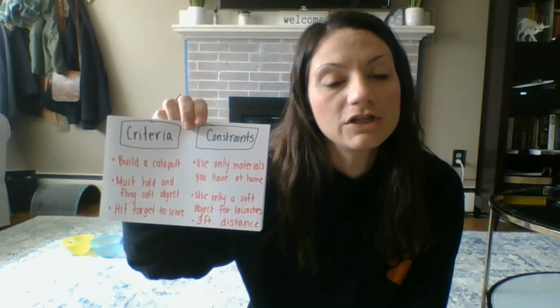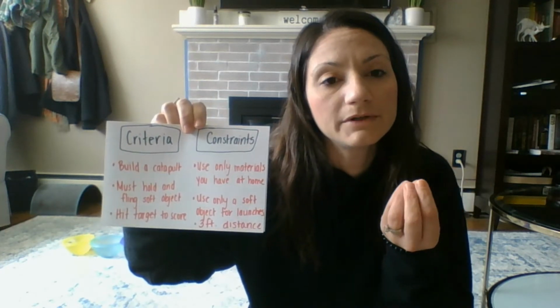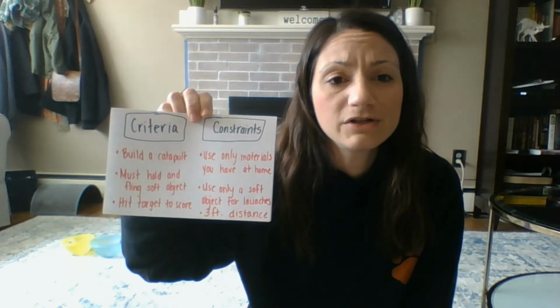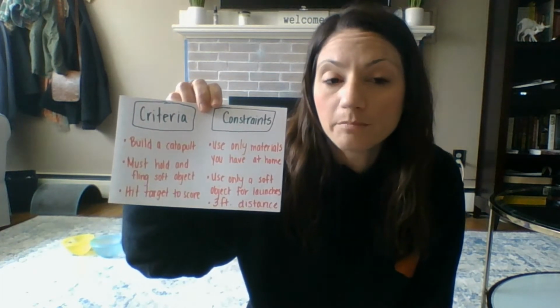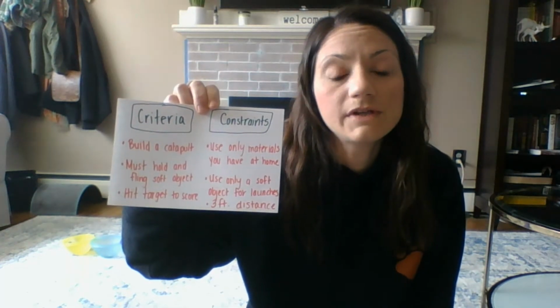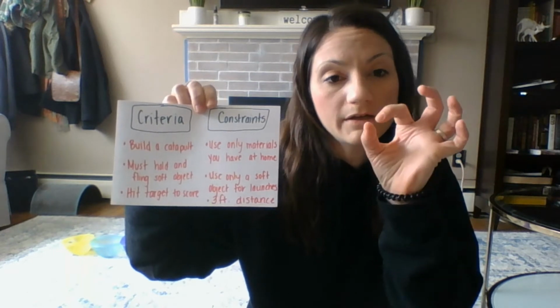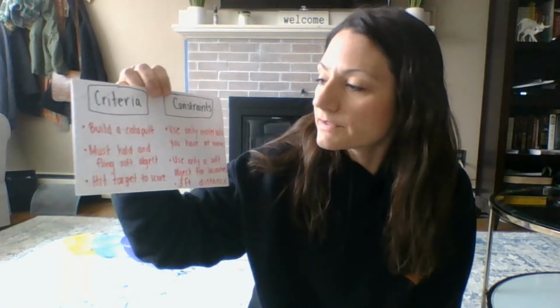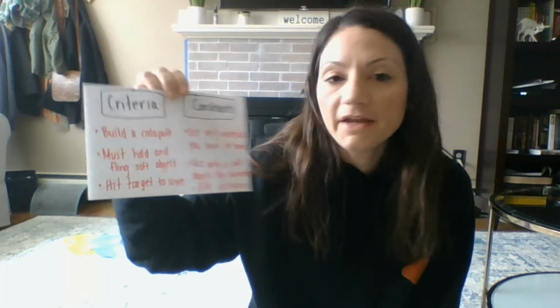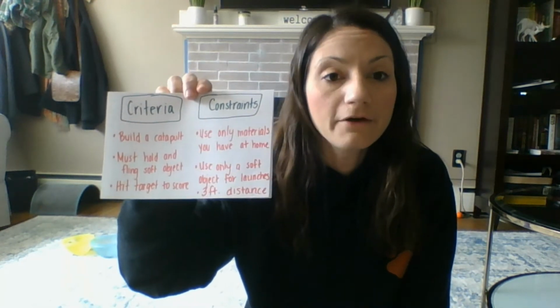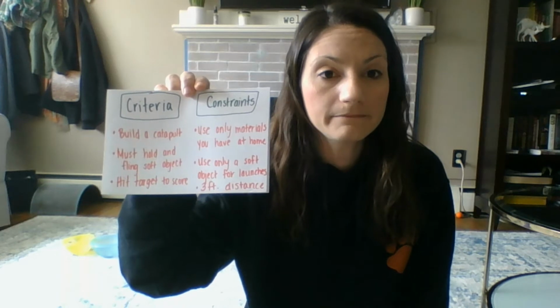I am going to use kind of like a little plastic golf ball. You might have something you can use, even like a grape or a blueberry. You can use a little ping pong ball or a small foam ball if you have one of those. And then our launching distance is going to be 3 feet from our target.